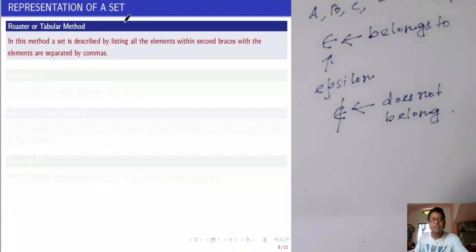Okay, representation of a set. A set can be represented in two different ways. The first one is the roster or tabular method. In this method, a set is described by listing all the elements within curly braces, with the elements separated by commas, as you can see here.